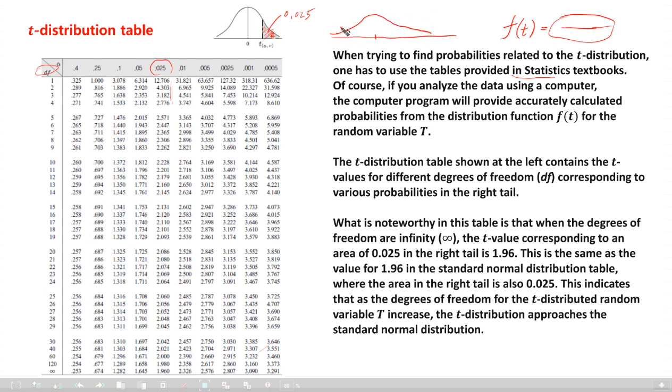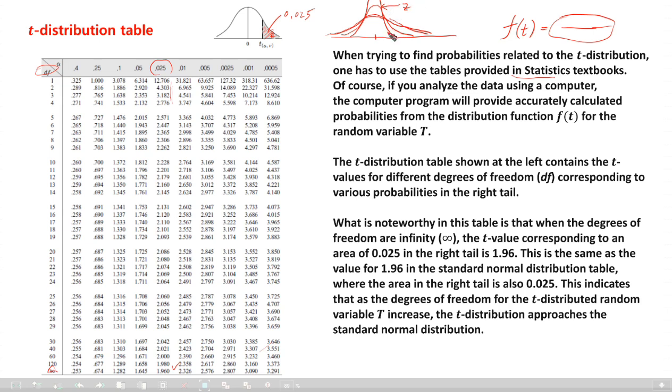When the degree of freedom is small, the t distribution looks like this. When the degree of freedom becomes larger, then it's about this way. And degree of freedom infinity is here. The value of t is 1.96. When the degree of freedom is infinity, it's going to be the standard normal distribution.